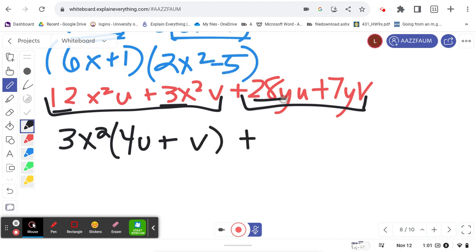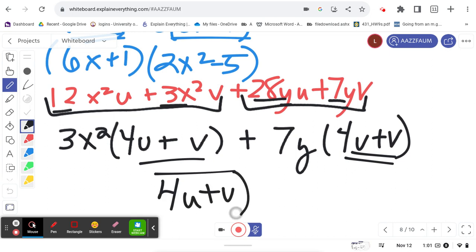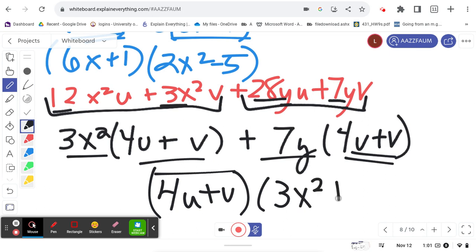In the back, 28 and 7, I'm going to pull out a 7, and then it looks like they both share a y. And so I'm left with 4u plus v. Notice how those match nicely. Pull that out front, 4u plus v, and then the remaining binomial will be 3x squared plus 7y. So a little bit more challenging.